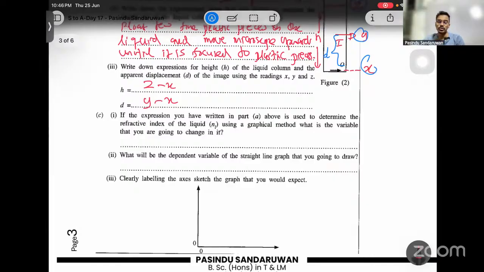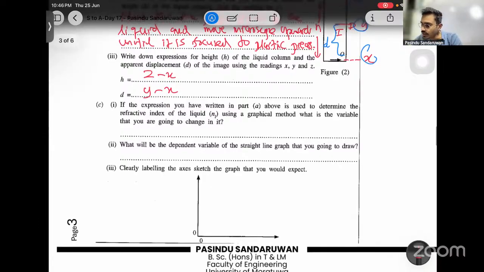Now usually we don't draw a graph here when we do the standard experiment, but in this particular question, we are guided through a graph. Now we have to adjust ourselves and go ahead with the question. If this expression you have written in part A above is used to determine the refractive index of the liquid NL using a graphical method, what is the variable that you are going to change in it?